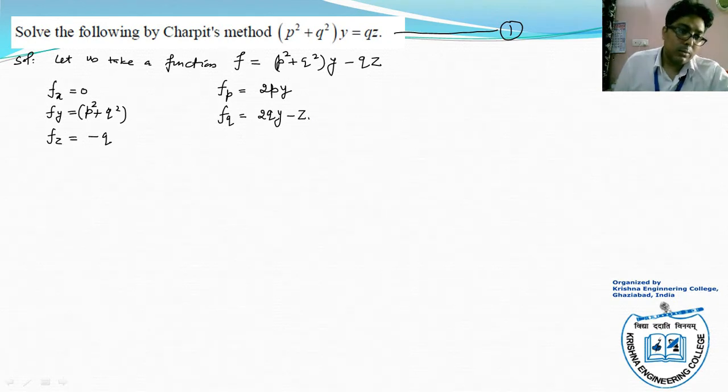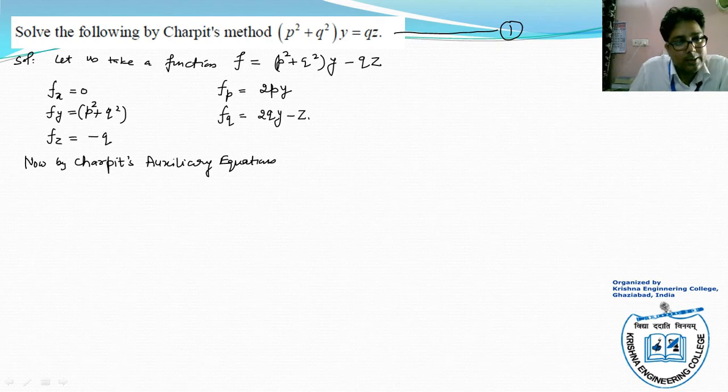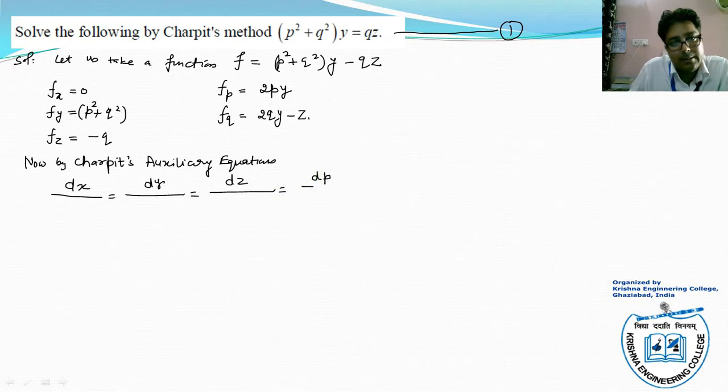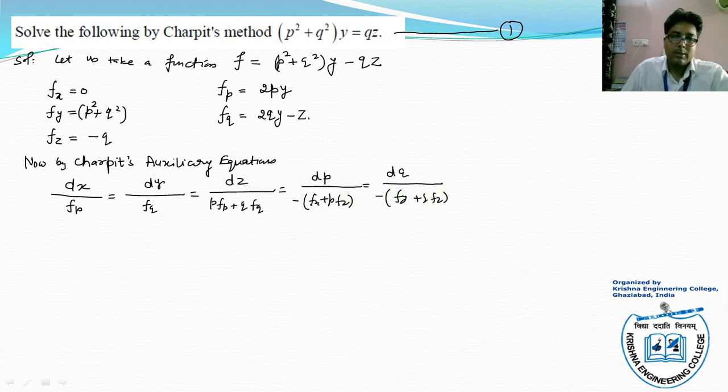Now write the Charpit auxiliary equations. dx upon fp, dy upon fq, dz upon (p fp plus q fq), equals dp upon (minus fx minus p fz), equals dq upon (minus fy minus q fz). This is the Charpit auxiliary equation.